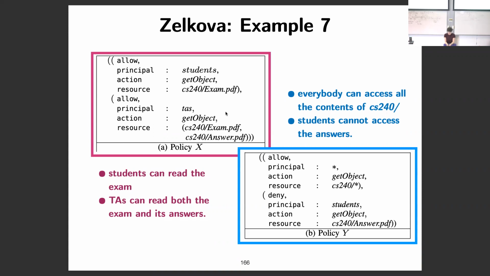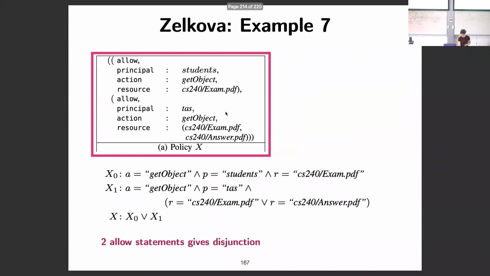I think your deny supersedes the allow, so I think Y still says that students can't access answers.pdf, which is fine. That's not actually the issue with Y, but you'd have to check, I don't know what the order of precedence is of allow and deny. But yeah, it's quite hard to tell which ones of these are more or less permissive than the others.